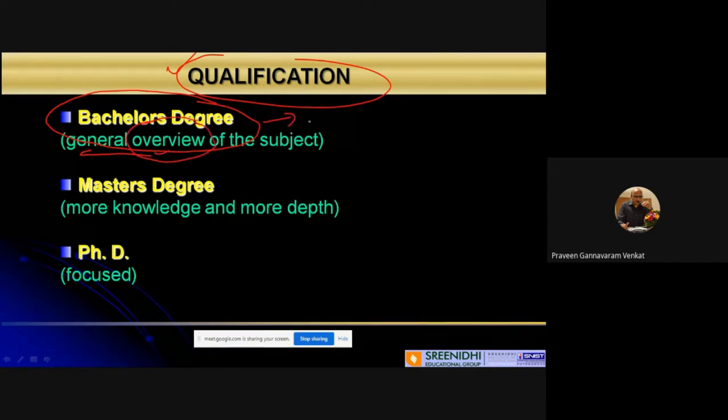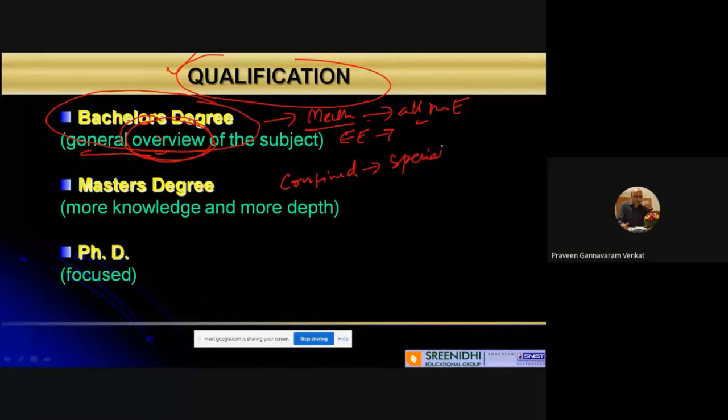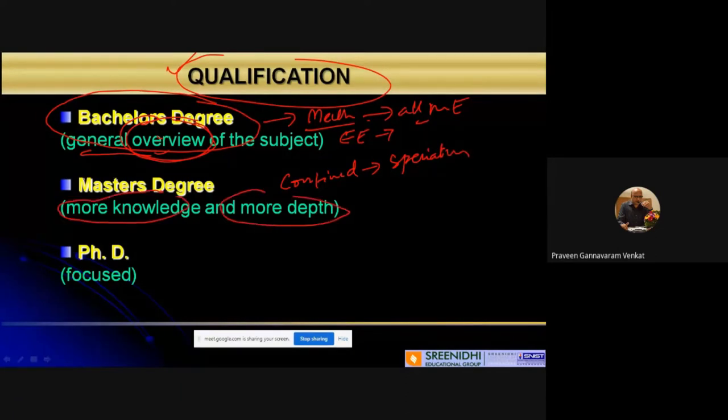Suppose you are going for mechanical engineering. There it will have all the subjects pertaining to mechanical engineering. Similarly, if you are going for electrical engineering, all the subjects we study are a generalized overview. Whereas coming to the master's, it is confined towards some specific specialization. So it is more knowledge and more depth. That is known as master's.